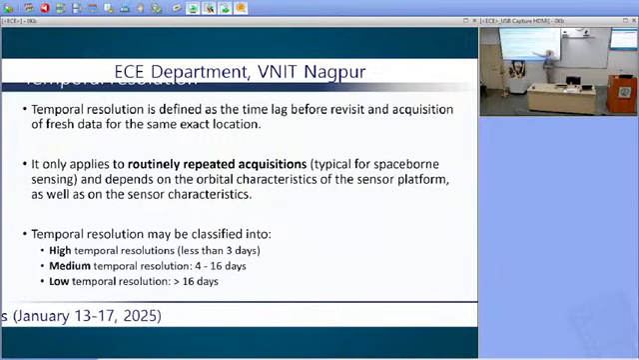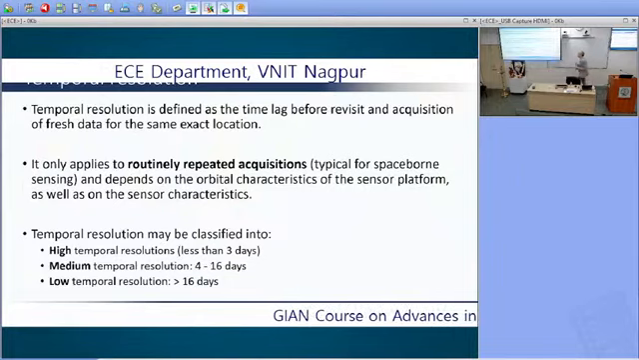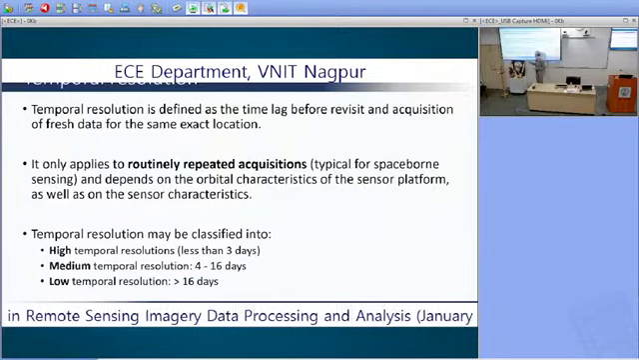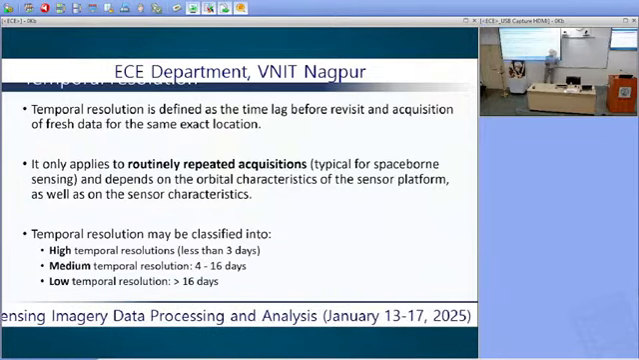You may have different situations depending on how the orbit is designed, but it is important because even in this case, you should match the temporal scale of the phenomenon that you want to observe with the temporal resolution of the system you are using.